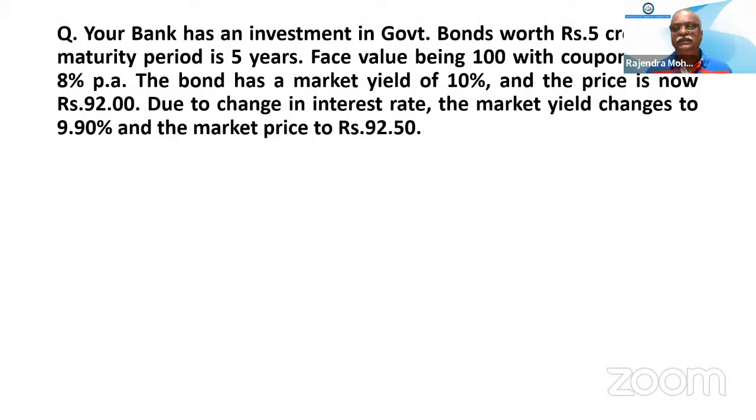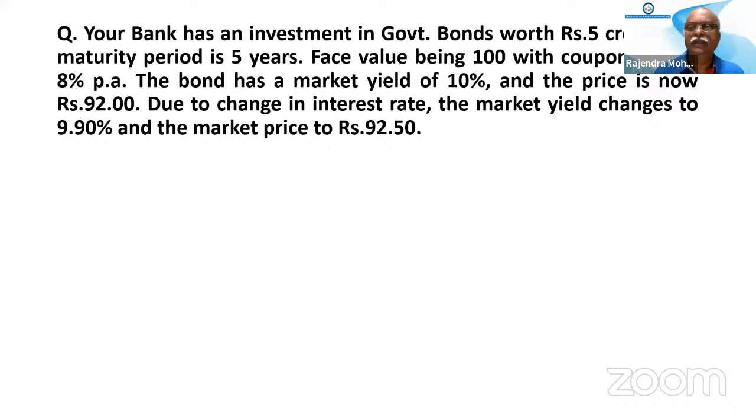The first question is this. Just read the question. Your bank has investment of government bonds worth 5 crore. The maturity period is 5 years. Face value being 100 with coupon rate of 8%. The bond has a market yield of 10%. The price is now 92. Due to change in interest rate, the market yield changes to 9.9% and the market price to 92.50.